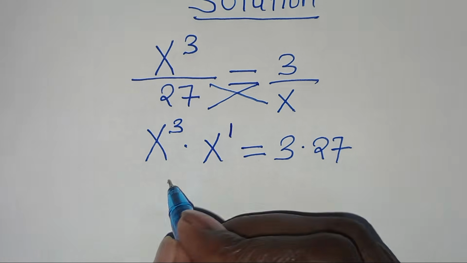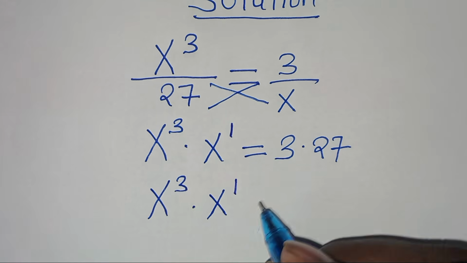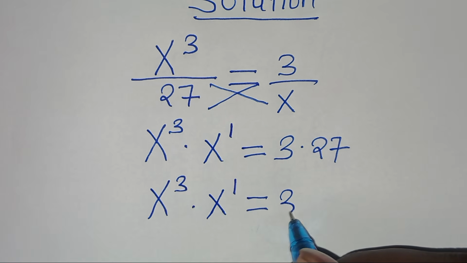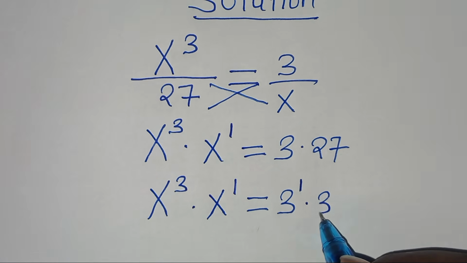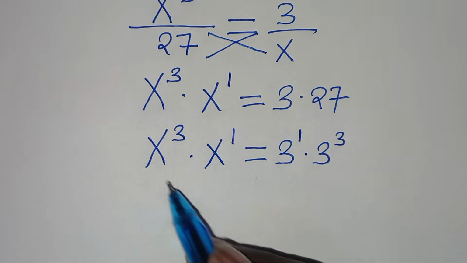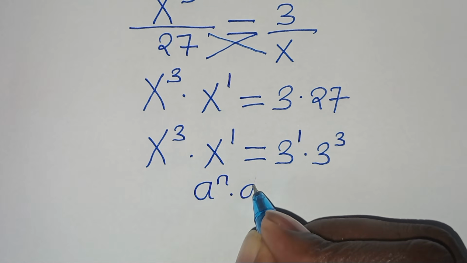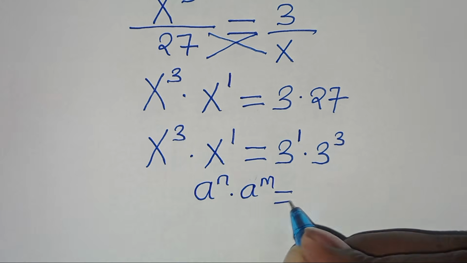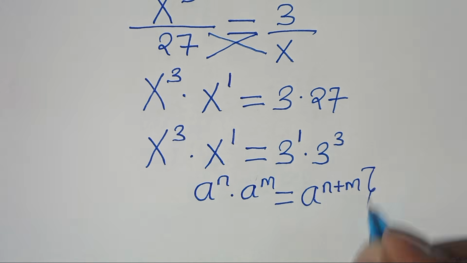Now this is x to the power of 3 multiplied by x to the power of 1. This is equal to 3 raised to the power of 1 multiplied by 27, which is 3 to the power of 3. Now this is in the form of a raised to the power of n multiplied by a to the power of m, which we can express as a raised to the power of n plus m.